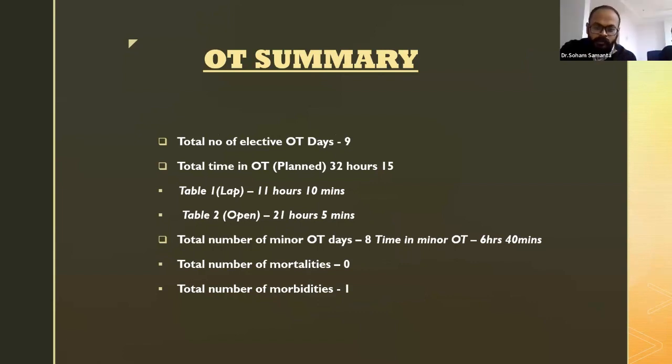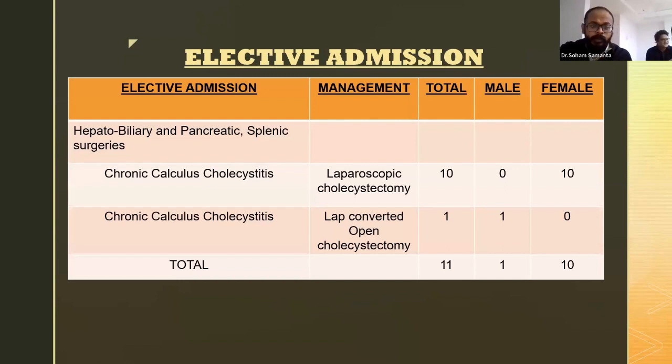Total number of minor OT days 8. In minor OT 6 hours and 40 minutes was spent. Total number of morbidities 1. In hepatobiliary, pancreatic and splenic surgeries, there were 10 cases of chronic cholecystitis which were managed with laparoscopic cholecystectomy, and one chronic calculous cholecystitis was managed with lap converted open cholecystectomy.